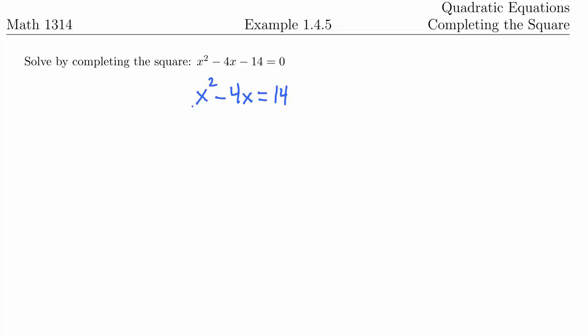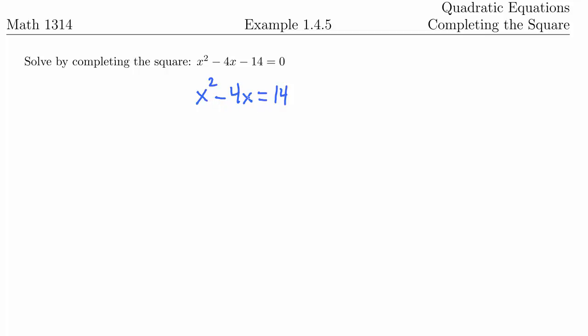Now, what I want you to realize is there is a leading coefficient here of 1. Because there's a leading coefficient of 1, I can just keep going. If there was something other than a 1 here, I would need to divide by whatever's in front. But there's not, so that makes this an easier problem.